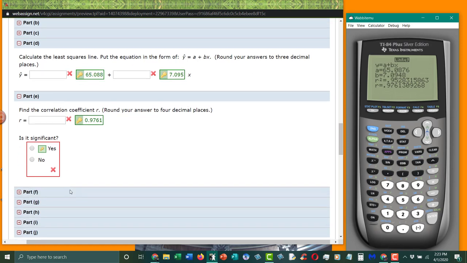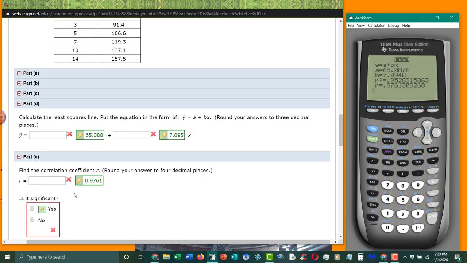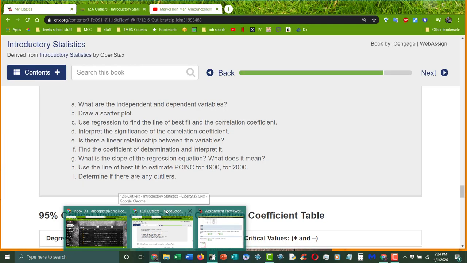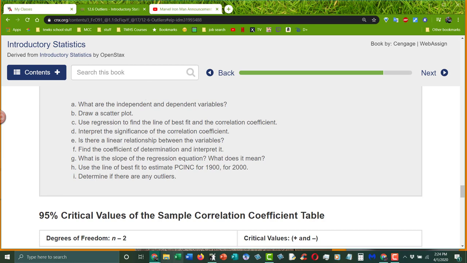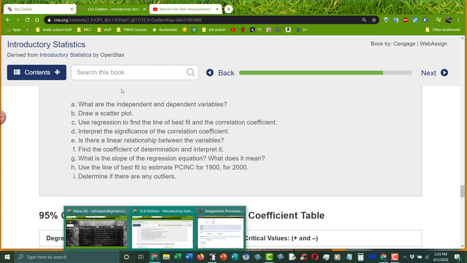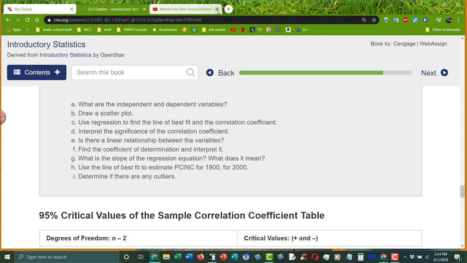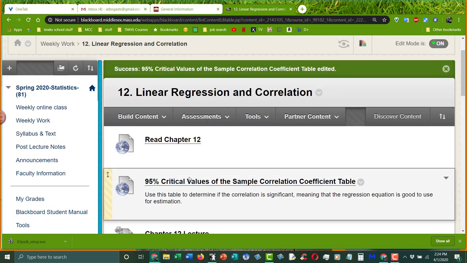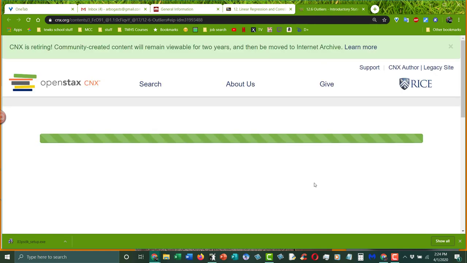The next question is, is it significant? Well, to do that, we need a table. And I've added it to Blackboard. And then I closed it, so. Blackboard, okay, it's right here. This 95% critical value, it's under chapter 12. It's also in the book, right, when we click on it. So this brings us to a table that's in our book.